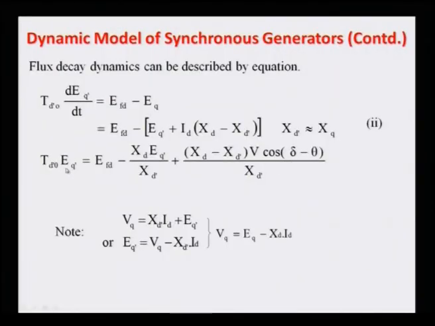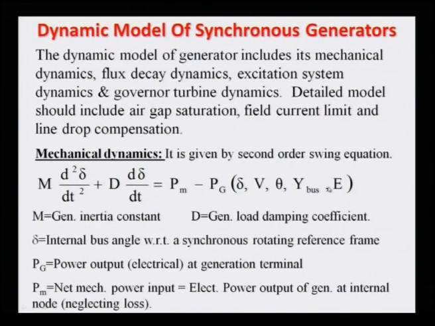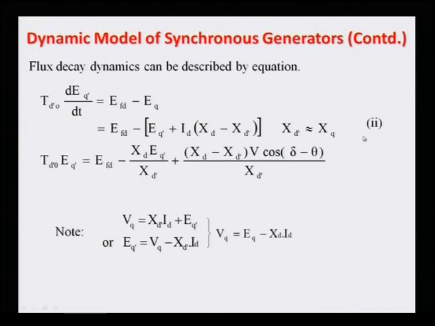So, for T_do prime, this E_q prime dot, you can see here. This again we can simplify in this manner, where these are basically derived from this equation, and finally we can write this as a differential equation, that is equation 2. So, now you can see equation number 1, that I wrote here, and then we have this equation 2.